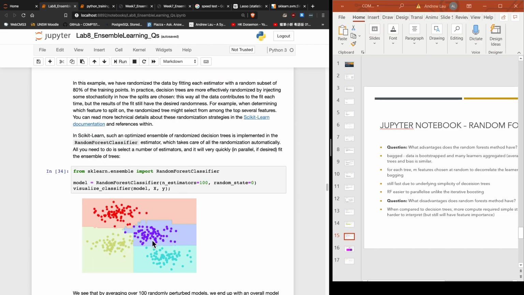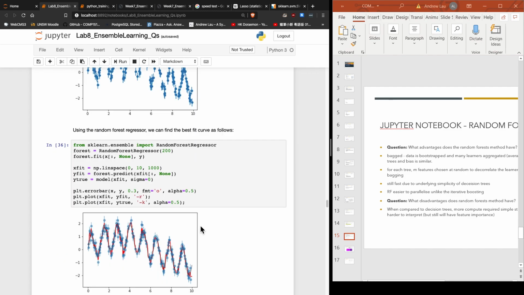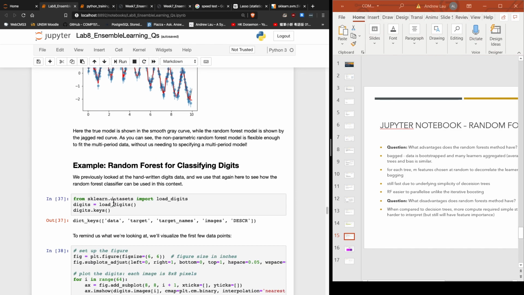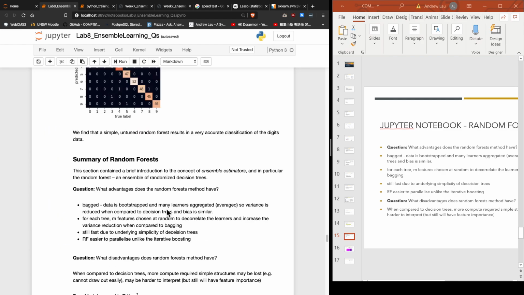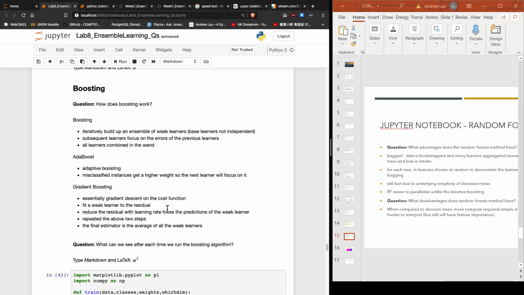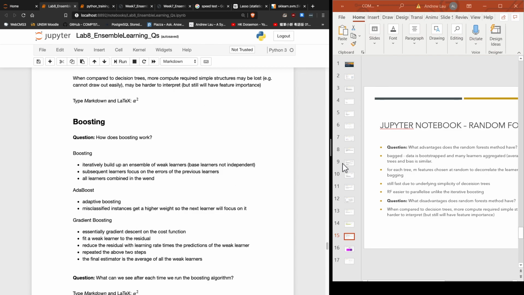So that's a random forest. It's probably the best model we have so far. You can also do it through regression. Here's a classifier. Did I talk about boosting? Okay, let's talk about boosting now.